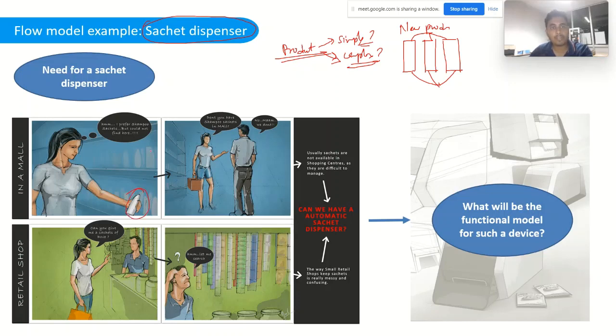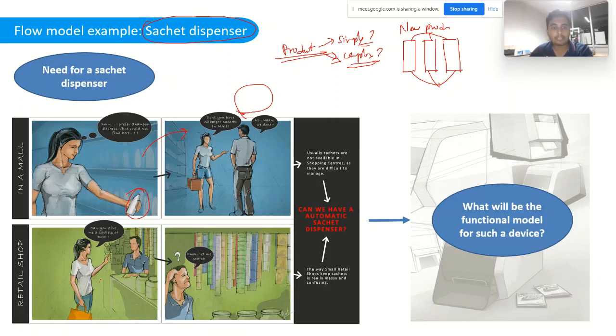Okay, and whenever you ask a person in a mall, he will say, ma'am, we don't have these sachets, we have only shampoo bottles, because it is not easy to manage the shampoo sachets. Okay, and there are no places to store all these things. So that is the reply of a person in a mall scenario. So this comes from a contextual inquiry that we did previously.